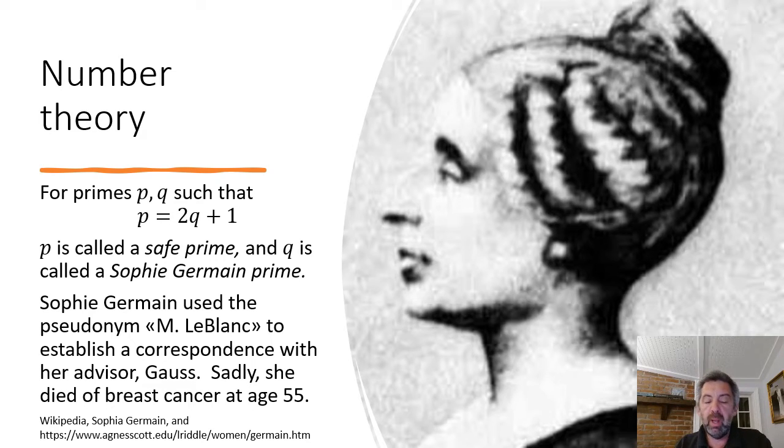the pseudonym Monsieur Leblanc. And eventually, she did tell Gauss that she was a woman. After making many great discoveries in mathematics, very sadly, she died of breast cancer at age 55. And this is exactly the kind of outcome that we hope our system can help researchers to avoid.